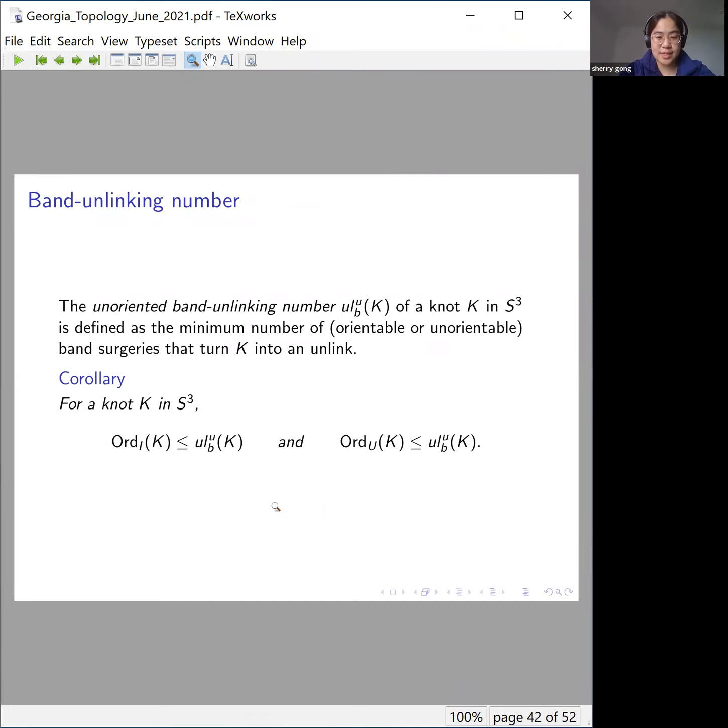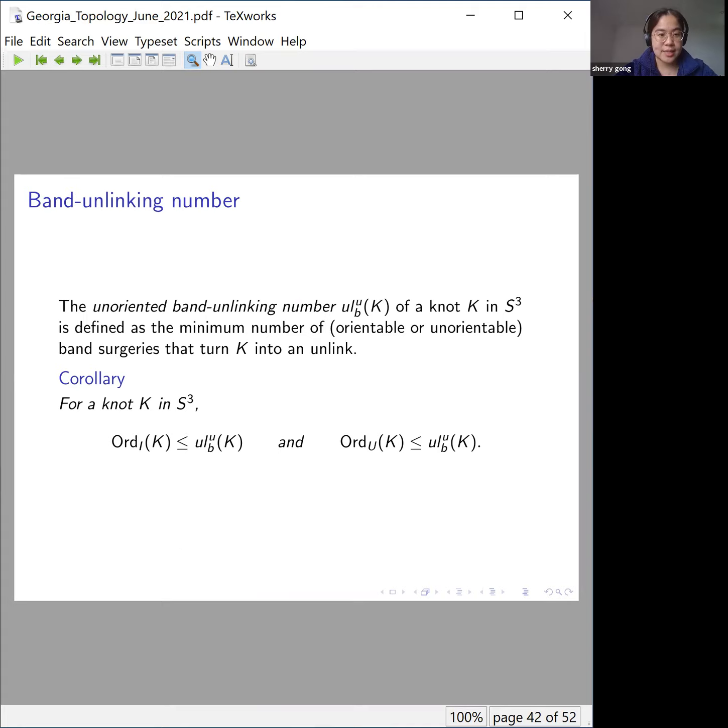Another result is about the band unlinking number. The unoriented band unlinking number of a knot is defined as the minimum number of band surgeries that turn K into an unlink. And then you can show that this number is bounded below by the torsion orders from this theorem. Basically, this is because if you cap off some extra ends of the unlink, this unoriented band unlinking number turns into the number of deaths plus the non-orientable genus.